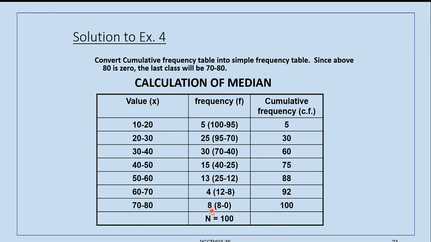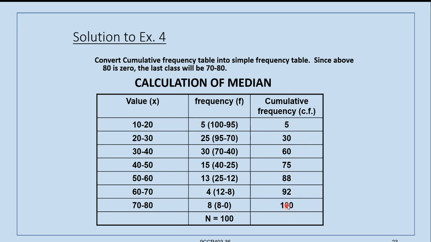So the cumulative frequency, as I said, 8 minus 0. Here we can take 0 for 80 to 90, then 70 to 80 is 8 minus 0, 60 to 70 is 12 minus 8, 50 to 60 is 25 minus 12, 40 to 50 is 40 minus 25, 30 to 40 is 70 minus 40, 20 to 30 is 95 minus 70, and 10 to 20 is 100 minus 95. That is, the frequency is this one.